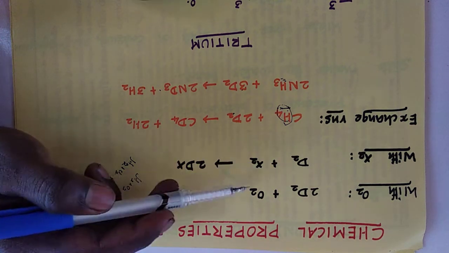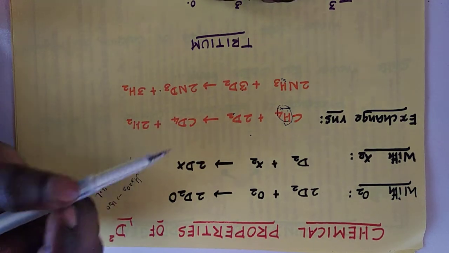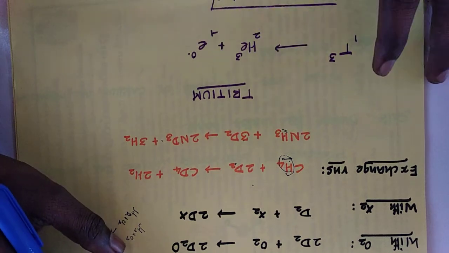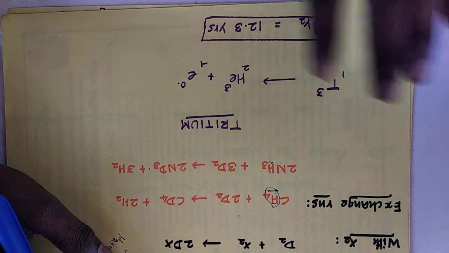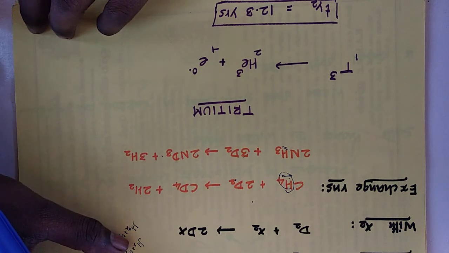With oxygen we have seen, with halides we have seen, and also the exchange reactions we have seen. Then finally, the chemical property of tritium. Tritium is a beta emitter. Already I told you it is a radioactive one.